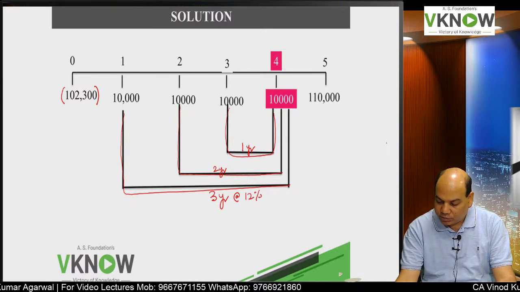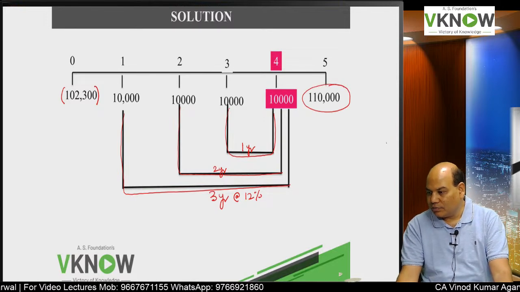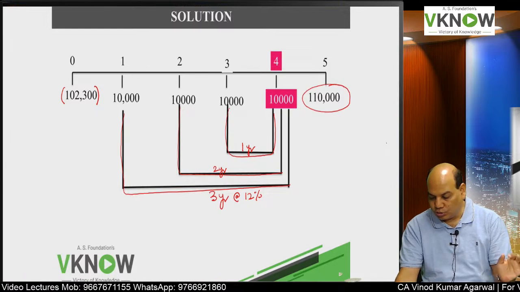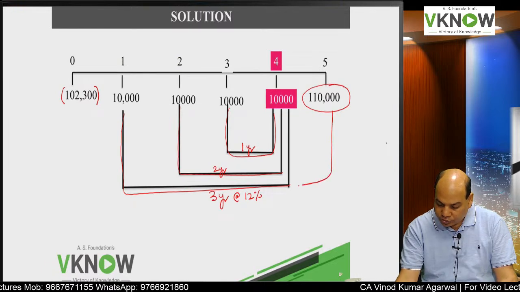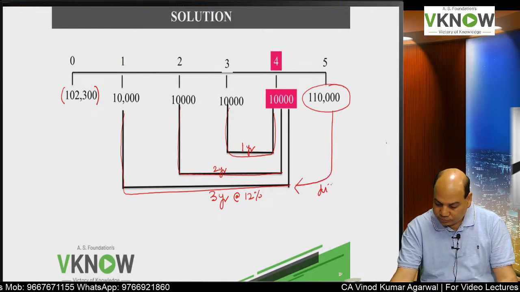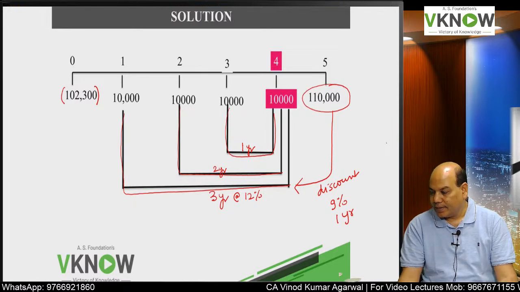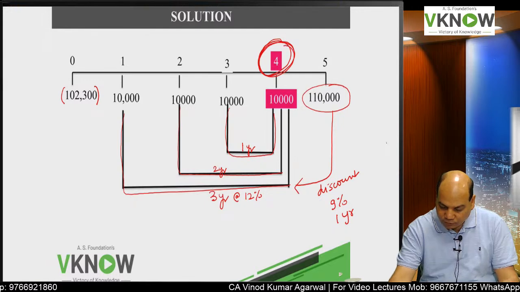And in the 5th year you will get 1,10,000. How did you get 1,10,000? 1 lakh is the face value, 10,000 is the coupon, and this you need to discount. This you will discount by using the expected yield 9% for 1 year, and you will get the terminal value or lump sum value at the end of year 4.